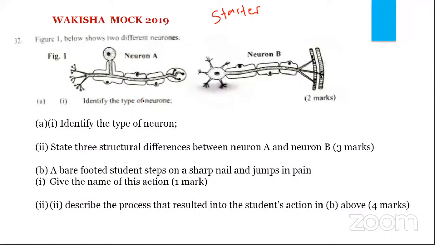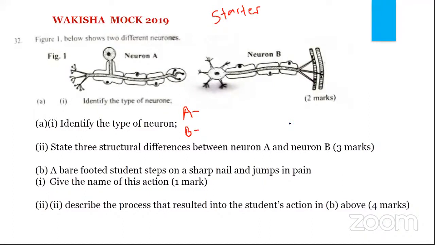Identify the type of neuron. Which one would be neuron A, and which one would be neuron B? You can raise your hand and give us the answer. Anyone? Alternatively, you can type your answer in the chat box, and I'll be able to read it.